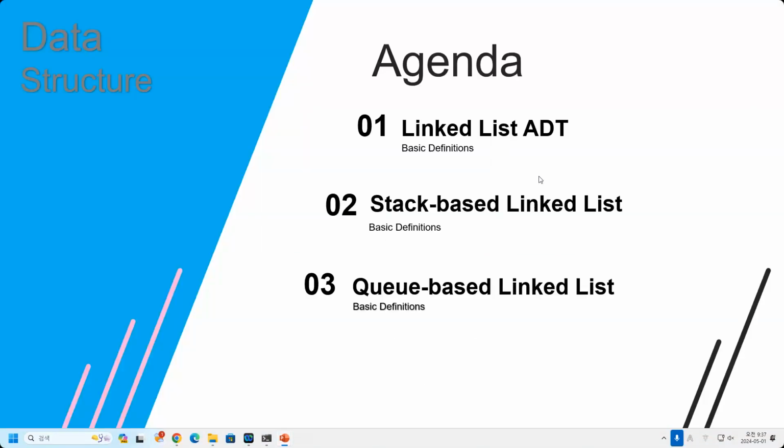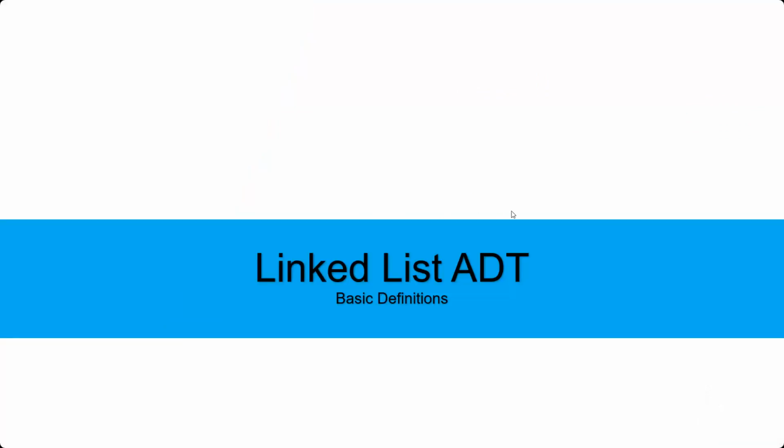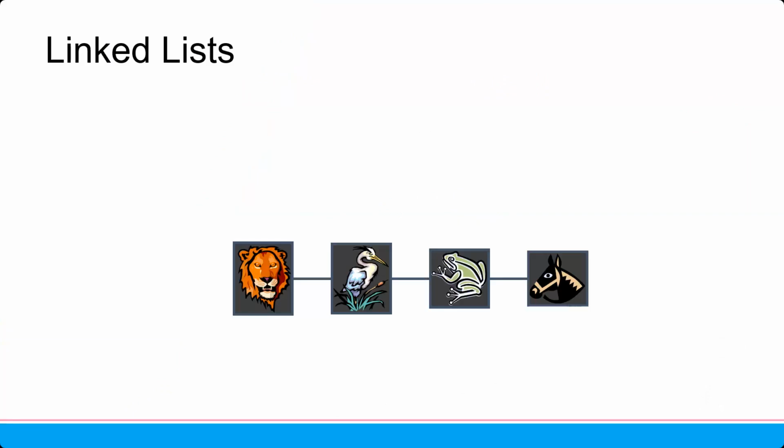So linked list, it is a kind of abstract data type. And we are going to look at how the linked list can be connected to the stack, and how the linked list can be connected to the queue. Okay. So what is a linked list?